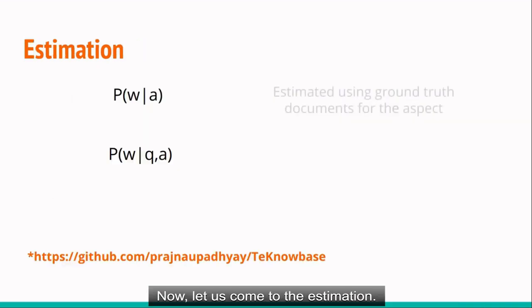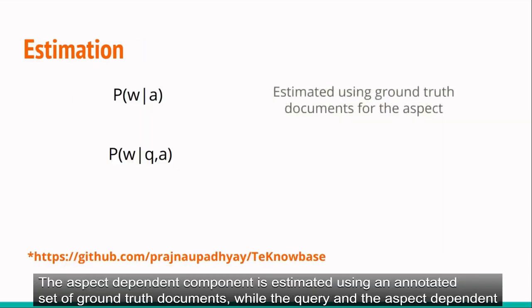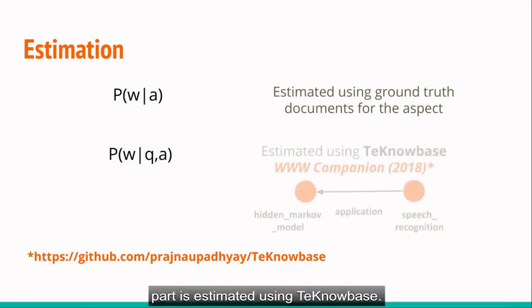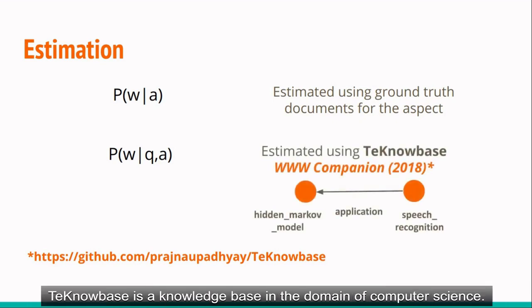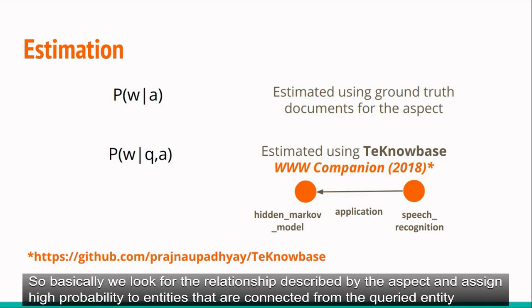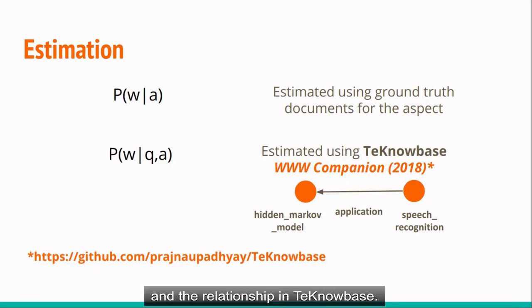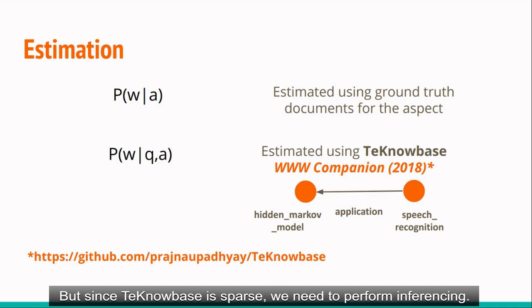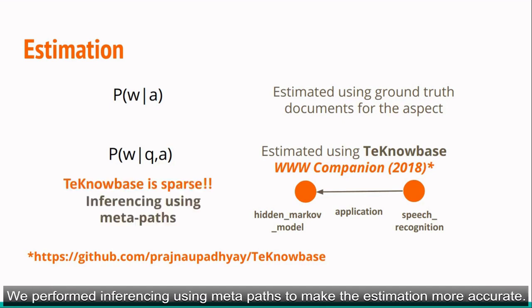Now let us come to the estimation. The aspect-dependent component is estimated using an annotated set of ground truth documents, while the query and aspect-dependent part is estimated using TechnoBase. So TechnoBase is a knowledge base in the domain of computer science. It was constructed by us and it can be downloaded from GitHub. So basically, we look for the relationship described by the aspect and assign high probability to entities that are connected from the queried entity and the relationship in TechnoBase. But since TechnoBase is sparse, we need to perform inferencing. We performed inferencing using metapaths to make our estimation more accurate.